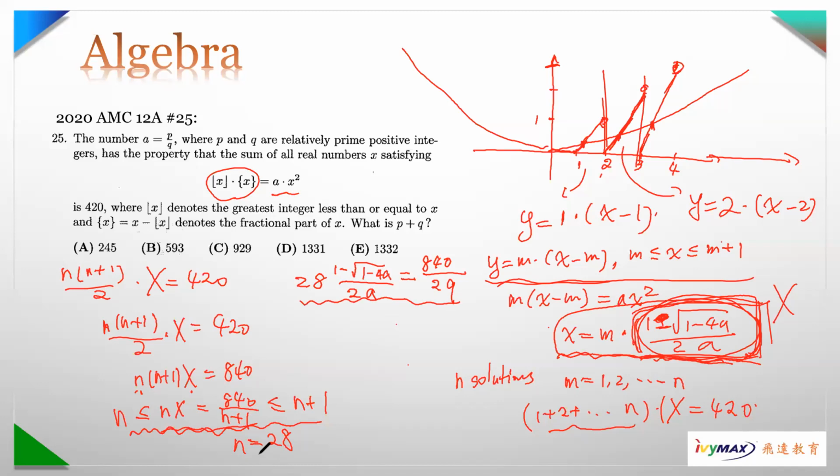So totally we have 28 solutions, and then we plug back inside. I got an expression for A only, and with some algebra, I just rearrange it. It should give you the result of A, which is 29 out of 900. The question asks you to find the sum of the denominator and numerator of A, which is 929.